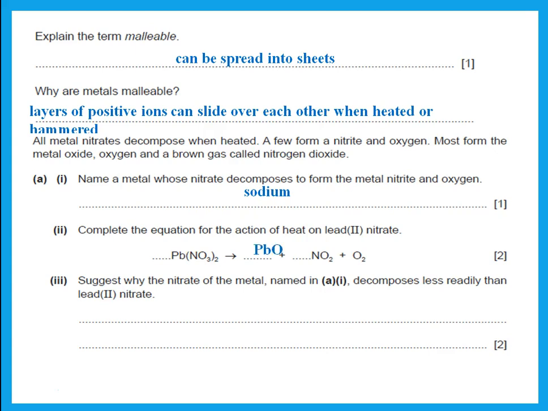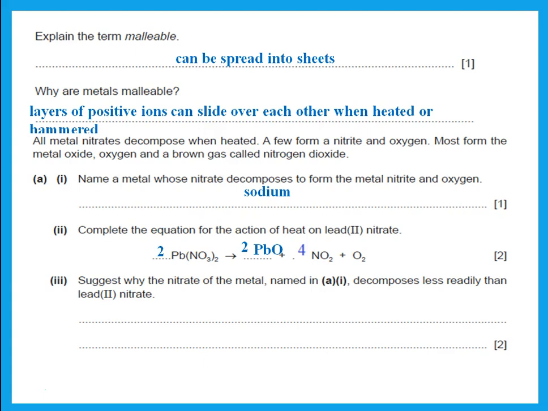Now, any other group, the nitrate will form what? The nitrate will form the oxide and nitrogen dioxide and oxygen. And when you balance, you will find that you need to put 2 to 4, okay, in order to balance it. Suggest why the nitrate of the metal decomposes less readily than lead nitrate.